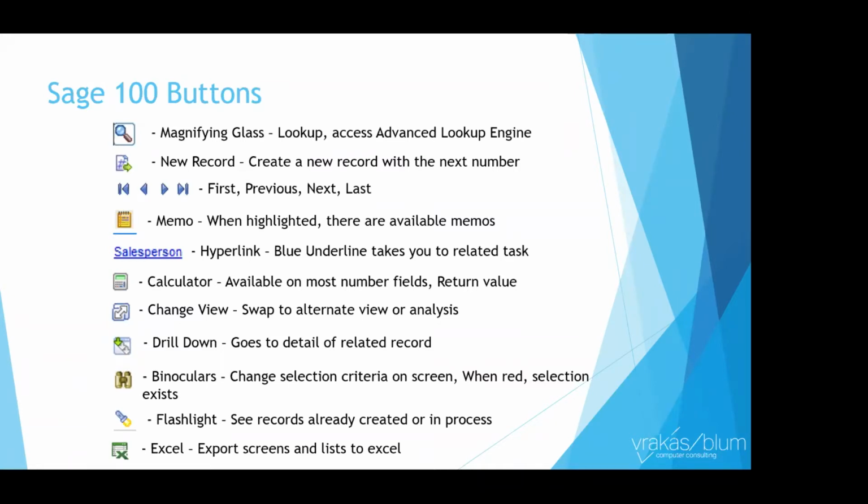It's a lookup. The next icon here is going to be our new record button. So when we're creating a new customer, when we're creating a new sales order, a new invoice, you'll see this. We click the button, it pulls the next number based on what's set up in the options of whatever module you're in. Maybe it's sales order, maybe it's customer.